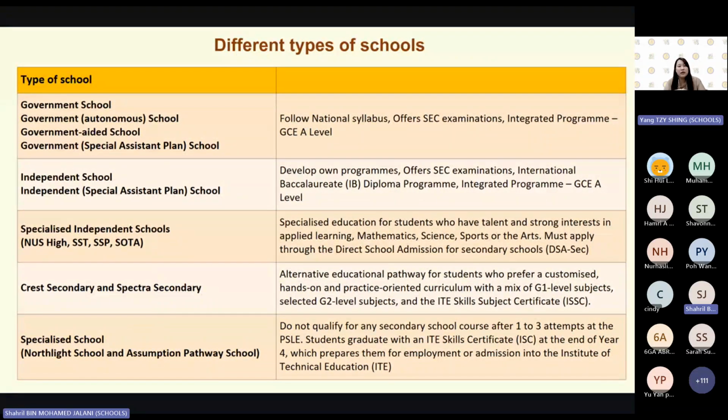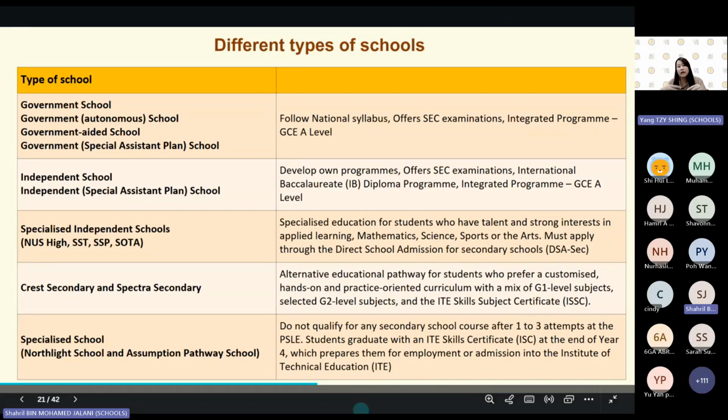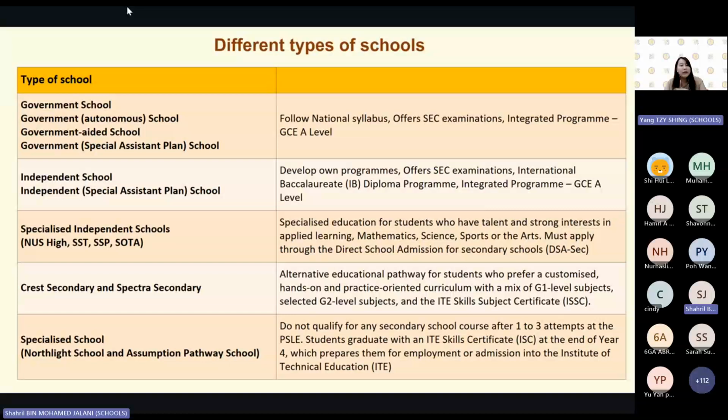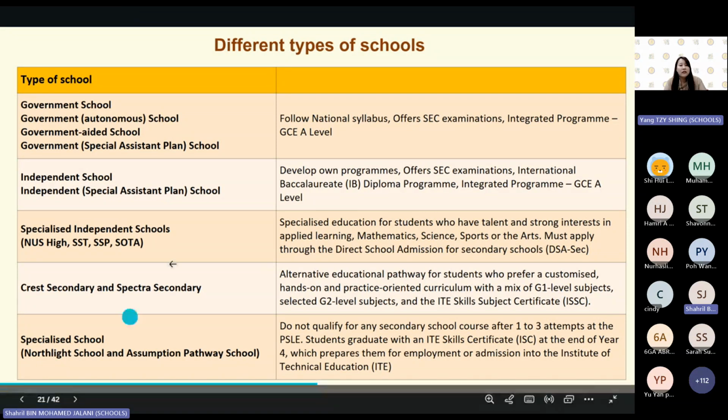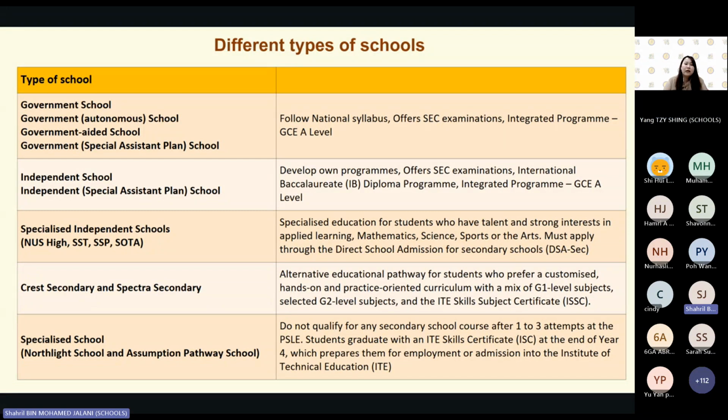Next, there are different types of secondary schools. Government schools generally follow the national syllabus and offer the Secondary Education Certificate examination or the Integrated Programme, GCE A Level. Independent schools develop their own programmes. They offer the Secondary Education Certificate examination, the International Baccalaureate Diploma Programme, and the Integrated Programme, GCE A Level. Specialised independent schools offer specialised education for students who have strong interests and talent in applied learning, mathematics, science, sports, or the arts. You must apply through the Direct School Admission for these secondary schools.